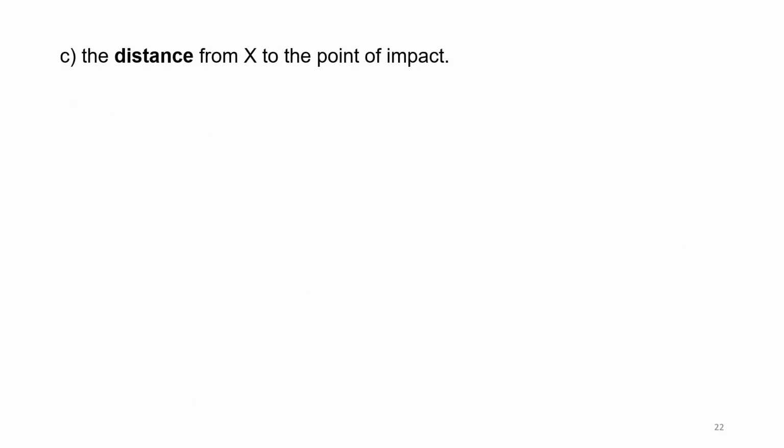Now question number C, calculate the distance from X to the point of impact. Distance, symbol X, equals Ux T. Substitute value Ux 50, T 7.82. We get the distance 391 meter.